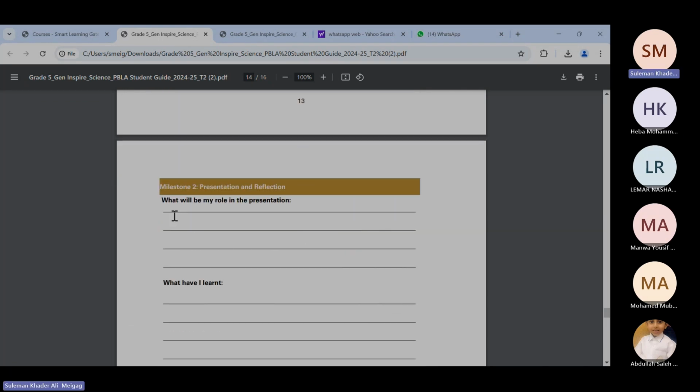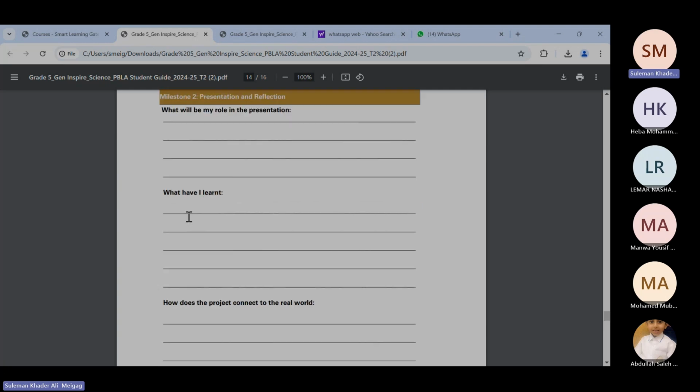Next one. What will be my role in the presentation? Later, when you have to explain this project, who will do the talking? Who will do the writing? Who will do the experiment and the equipment? Who will hold it? Okay, each person takes part.